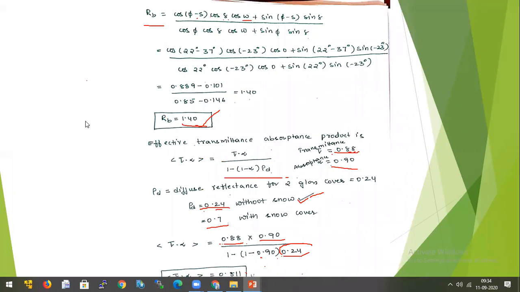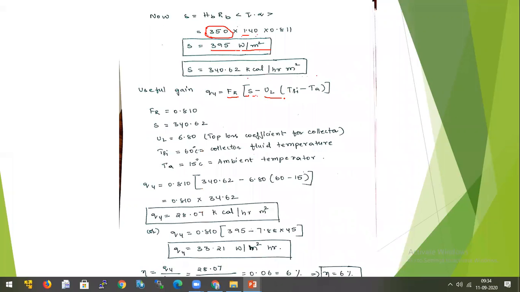So next one is this TFI and TA. TFI is called collector fluid temperature, the temperature of the fluid flowing in the tubes, and TA is ambient temperature, meaning the air temperature around there. They are given as 60 degrees Celsius and 15 degrees Celsius.